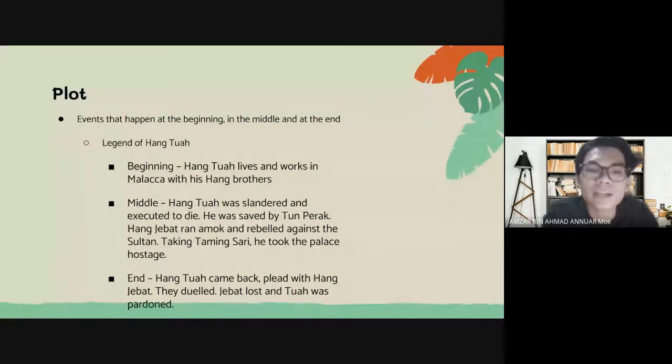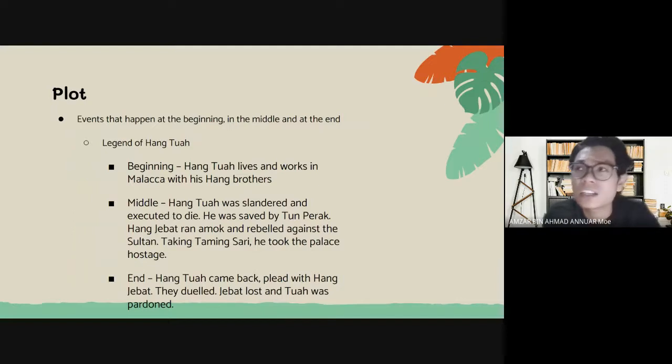He was saved by Tun Perak. Then Hang Jebat ran amok and rebelled against the Sultan. Hang Jebat ni ran amok tu maksudnya apa? Dia mengamuk dan dia memberontak melawan Sultan dia. Then he took Taming Sari and took the palace hostage. Dia curi Taming Sari dan dia jadikan istana sebagai dia punya tebusan. Dia tangkap semua orang dalam istana.